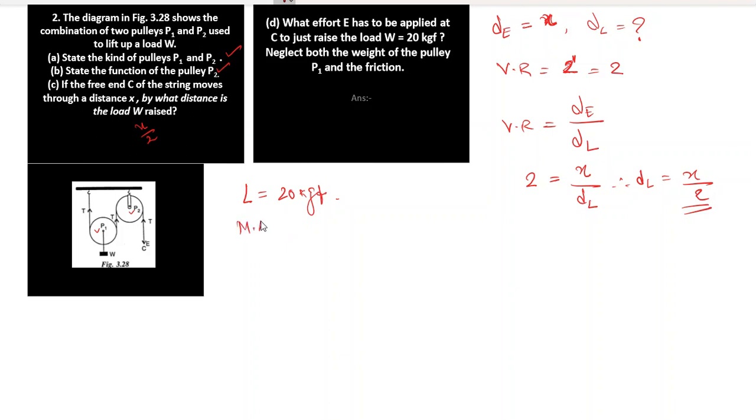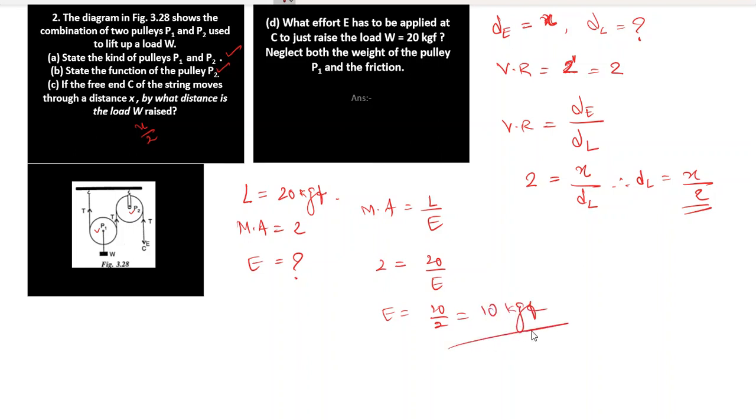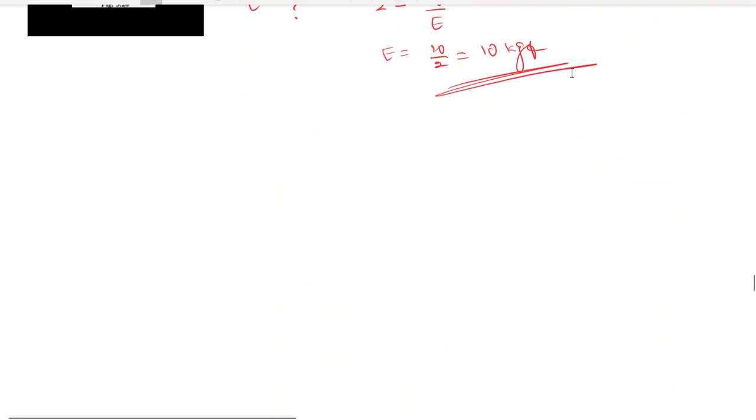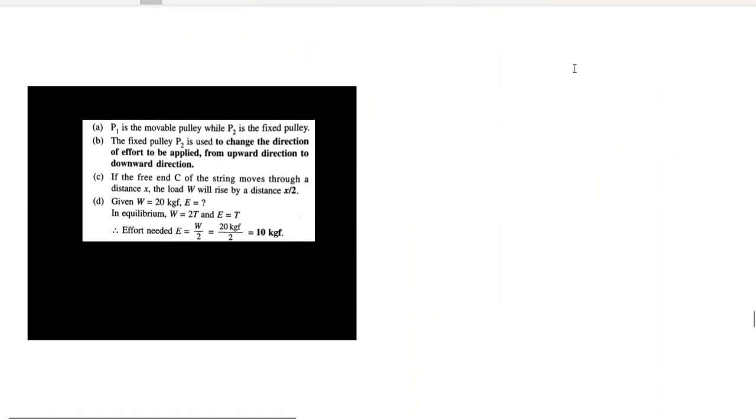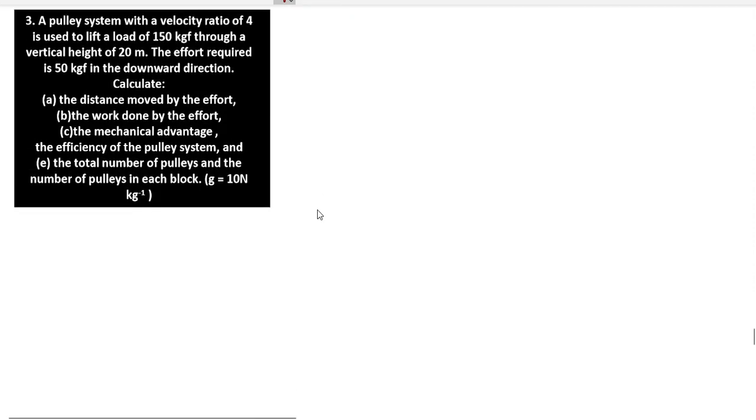So mechanical advantage has to be taken as 2 and we have to find effort. Mechanical advantage is equal to load upon effort. So 2 is equal to 20 upon effort. So effort is equal to 20 by 2, which is 10 kgf. Right? Let's check. Perfect. x by 2, 10 kgf, all are perfect. Let's go to the next question.